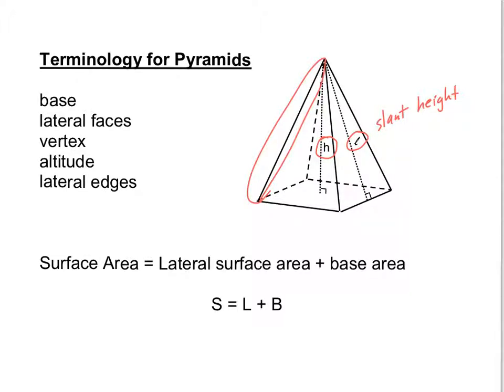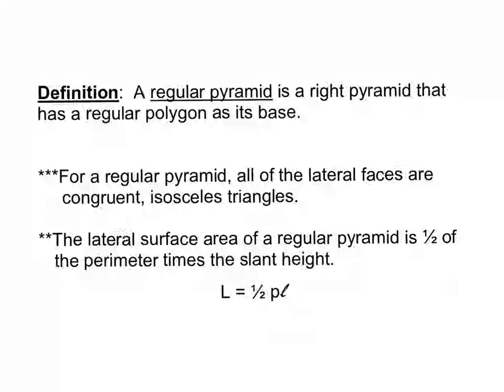So when we do the surface area, we take the lateral surface area, and there's only one base, which is different than we did for prisms. So a regular pyramid is a right pyramid that has a regular polygon as its base. And for a regular pyramid, all of the lateral faces are congruent isosceles triangles. And for our formula here, we're going to have L equals 1/2 P times L, where this P is the perimeter and this L is the slant height.